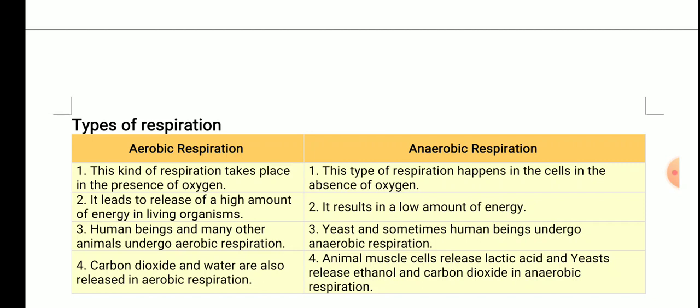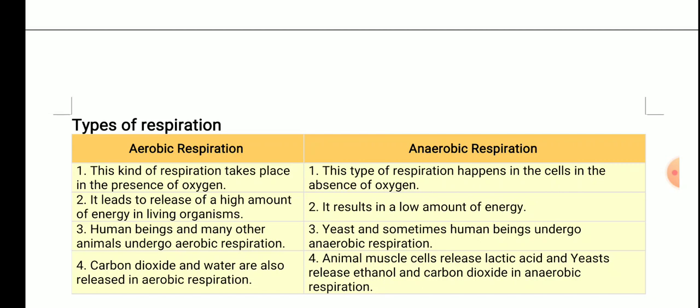Aerobic respiration examples are human beings and many other animals, whereas anaerobic respiration is performed by yeast, and sometimes human beings undergo anaerobic respiration. I told you, if there is a certain condition, for example the cell does not get oxygen, we'll be discussing also what those particular conditions are. So yeast and sometimes human beings also undergo anaerobic respiration.